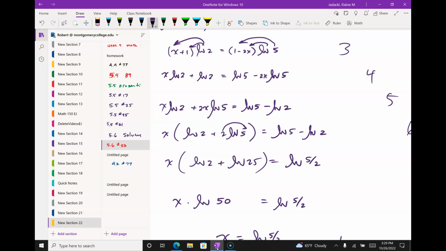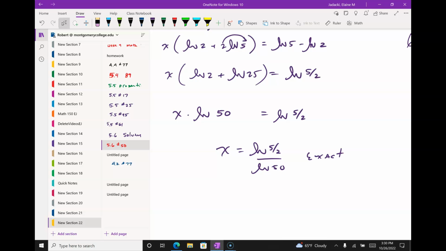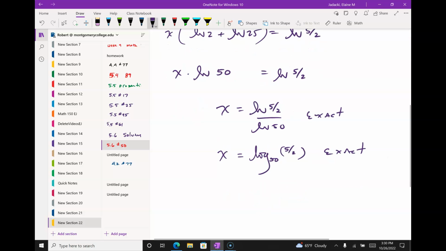These properties are weird. You've got to jump in there, try and use them. This is a decent exact answer. I can write it as a single log with what base? Yes, log base 50 of 5 halves. Again, that's an even better exact answer. And of course, I can get an approximate answer. And I always want exact answers, okay? Always. You can also give me approximate answers, right?